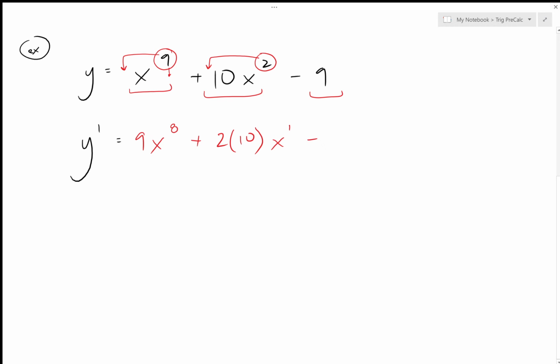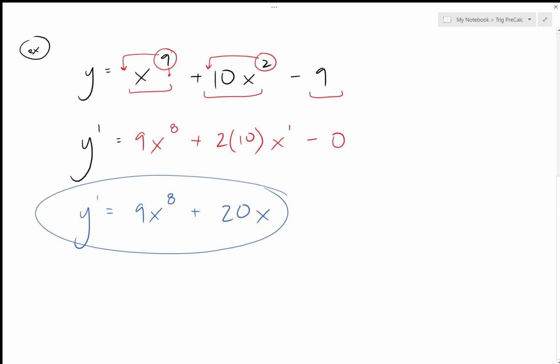Minus, now 9 is just a constant number, and anytime you take the derivative of a constant, it just becomes 0. So technically that is a correct answer if we clean it up. We've got 9x to the 8. Next one becomes 20x. And then minus 0 doesn't really need to show up. So there we go.